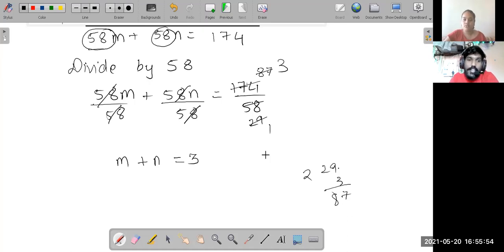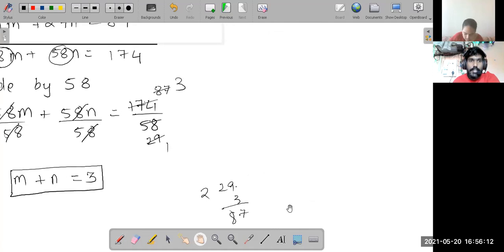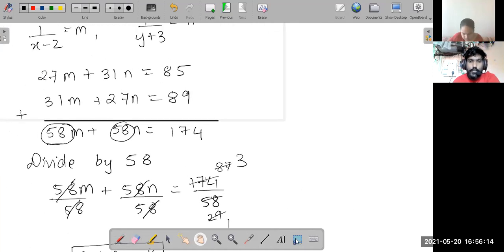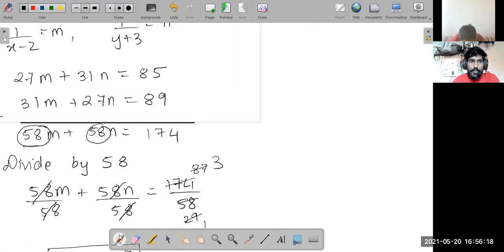In the exam, you will not be able to use a calculator, so you have to do the calculation manually. So this is the first equation: m plus n is equal to 3. This is a little bit lengthy sum. Now here you added it, now you have to subtract it. Let's do the subtraction here itself. So 27m plus 31n is equal to 85.